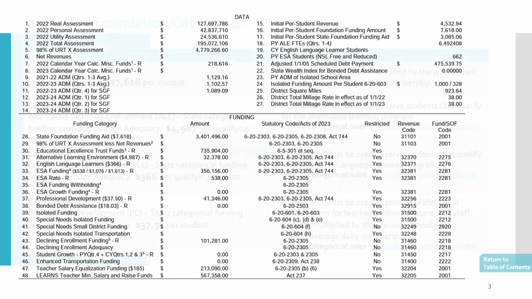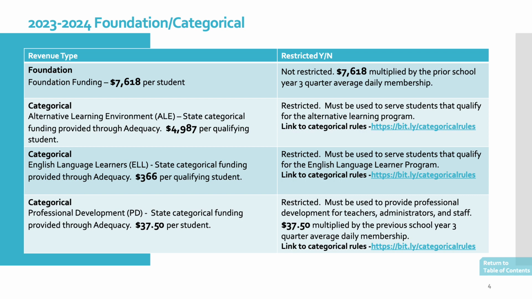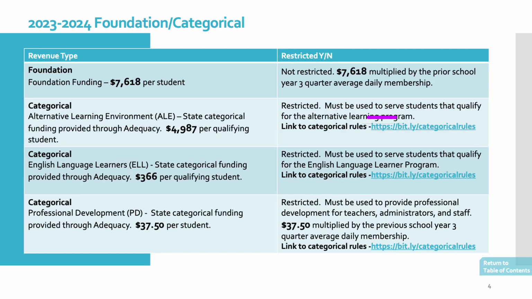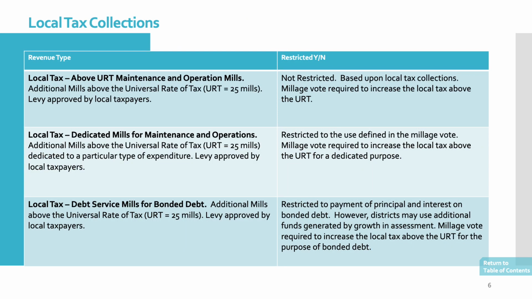Here's another slide on just a little deeper dive on your foundation and your categorical per each section. And this is another one for revenue type that kind of goes into a little more deeper dive as well. There is a hyperlink there for linked categorical rules if you want to kind of understand those more, a bit.ly link that you could research if you're that interested. This last one, or this section, this table that we're at, was about the local tax and the URT.